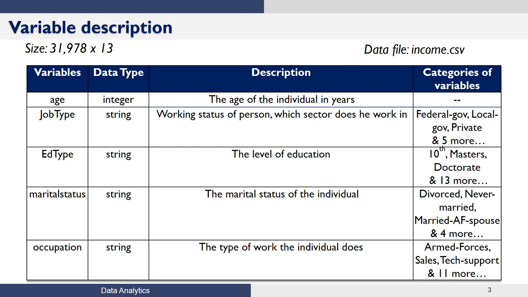Education type is again a string which tells you the level of education, and the multiple possibilities are 10th, masters, doctorate, and 13 more.